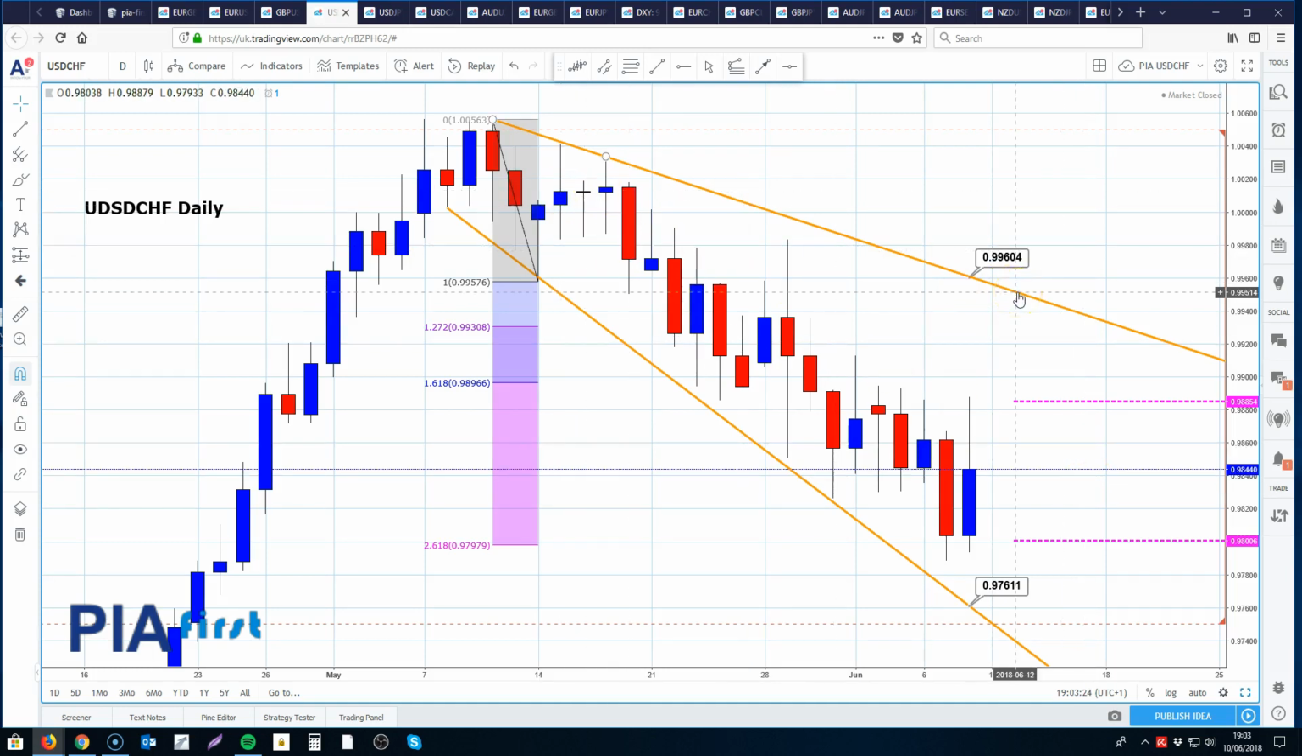Some might say we shouldn't really be bullish on dollar Swiss if we're being bullish in euro dollar, but in fact we are bullish in euro Swiss. So that, using correlation, that outlook still works or still fits.